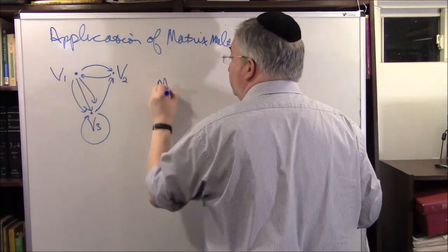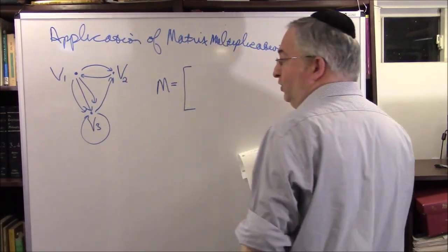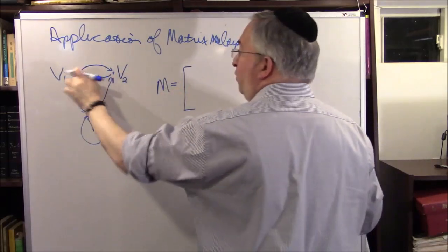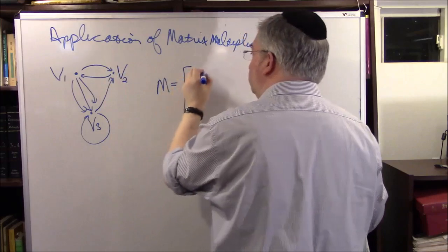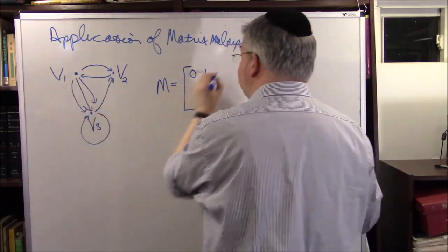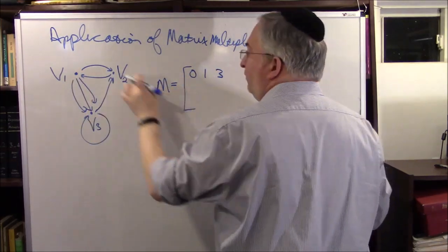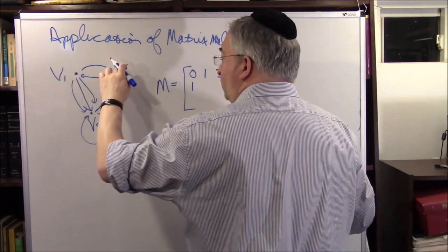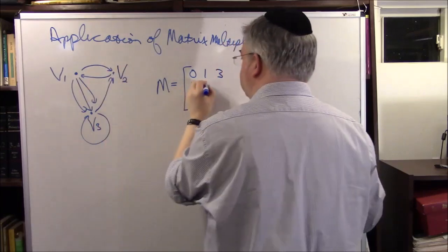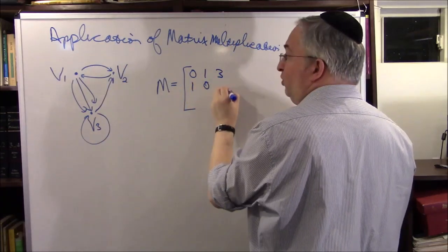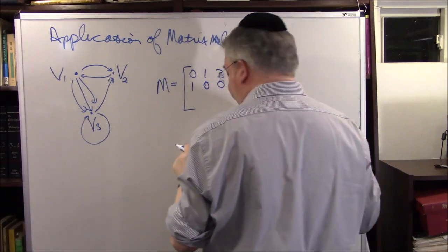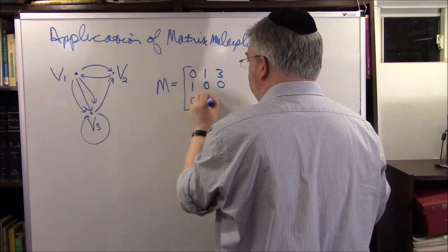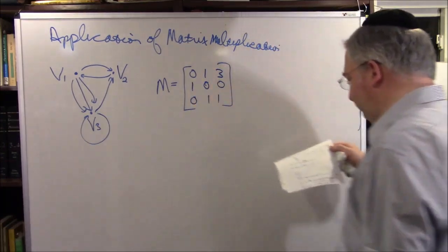The matrix that corresponds to that is, you can almost count it: from 1 to 1 is 0, from 1 to 2 is 1, from 1 to 3 is 3. From 2 to 1 is 1, from 2 to 2 is 0, and from 2 to 3 is 0. Then 0, 1, 1. So that's your matrix. Very good.